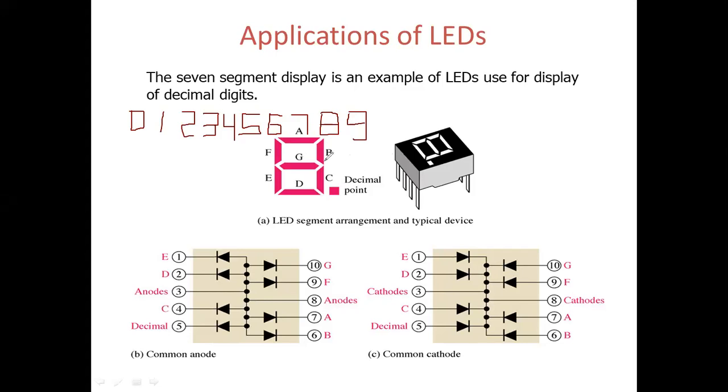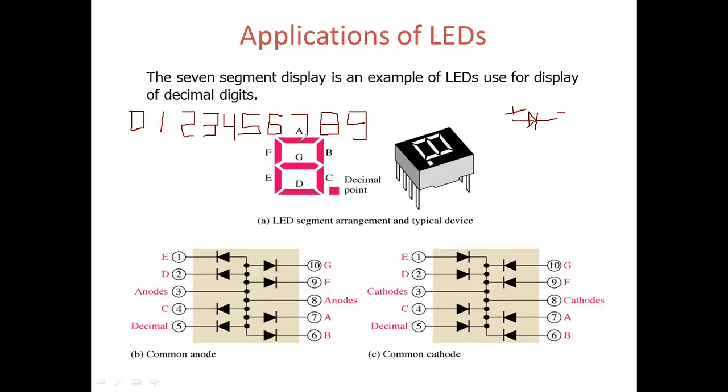Forward bias means that for all 7 diodes, positive should connect to positive and negative to negative. P to positive, N to negative. Then all diodes will conduct, all the lamps will glow, and the number 8 will display here.